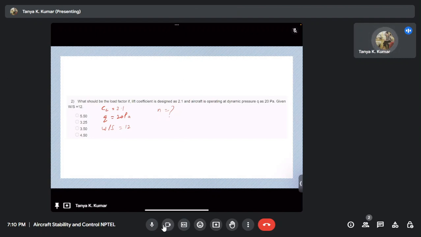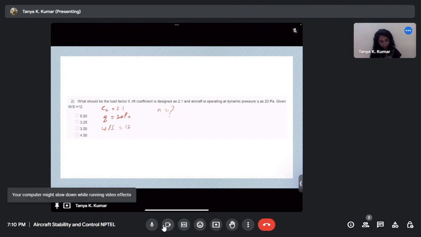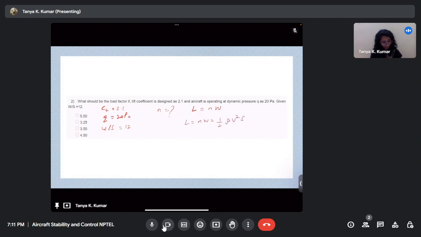So it's very similar to the previous question. How do we proceed? Can someone tell me? Okay, here since the load factor comes into play, what it means is that L is equal to NW. So load factor is the ratio between lift and weight, right? So now when you write the formula, lift equals NW equals half rho V square S CL, correct? And then you need to find out load factor N.